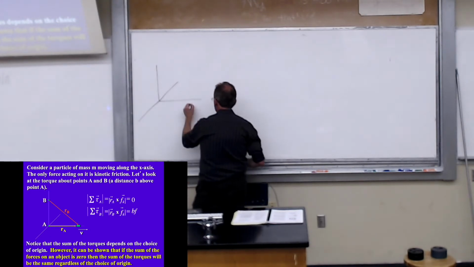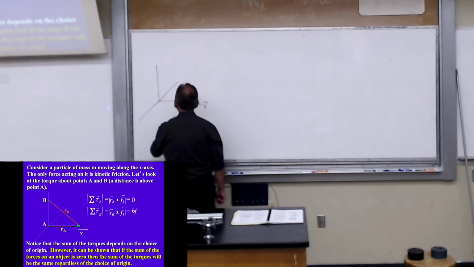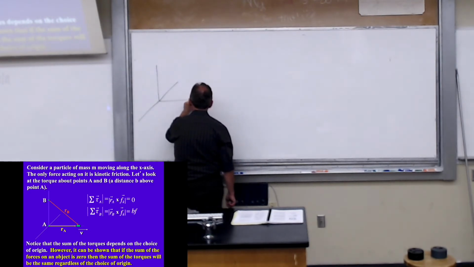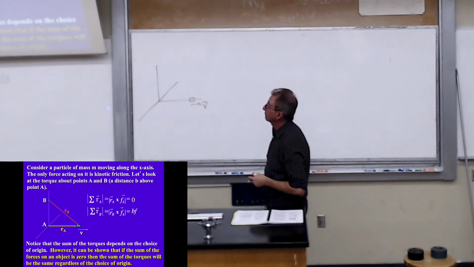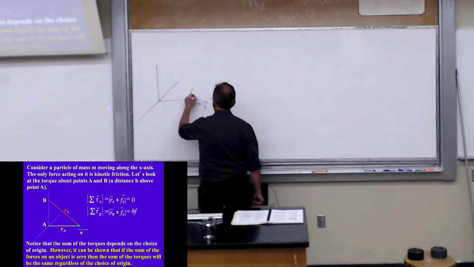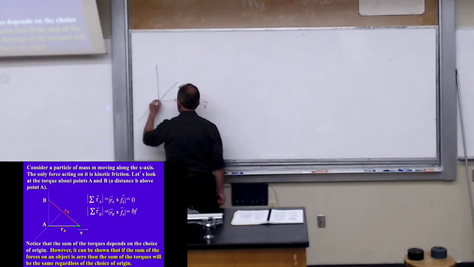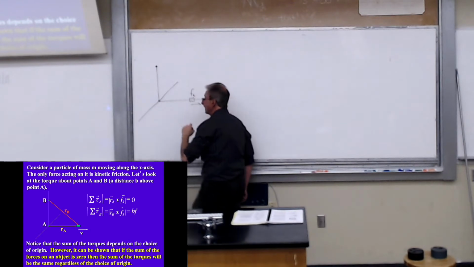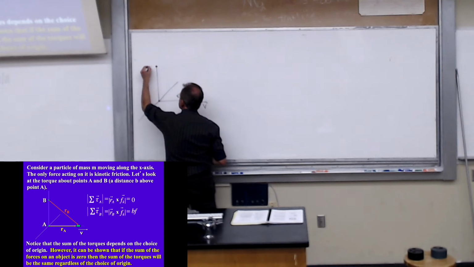Let's say V is this way, and so the particle's going like so. And there's a force acting on it. We'll call the force F, okay? And that force is the kinetic frictional force. I can calculate the torque about this point, or I can calculate the torque about this point. And let's say this point is a distance b above the origin. So this distance is b.